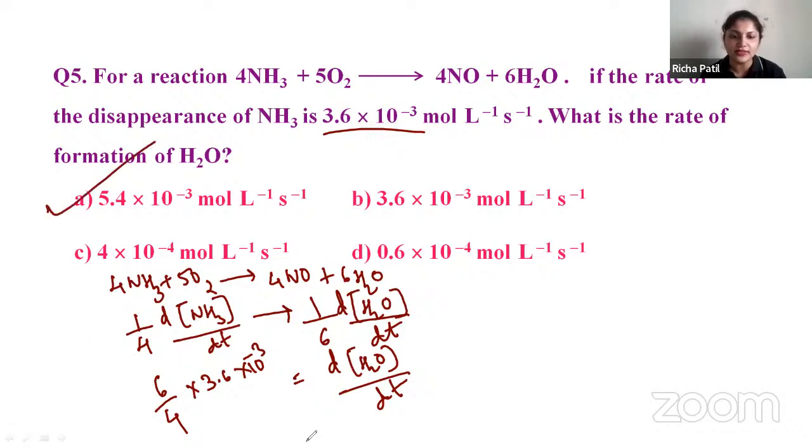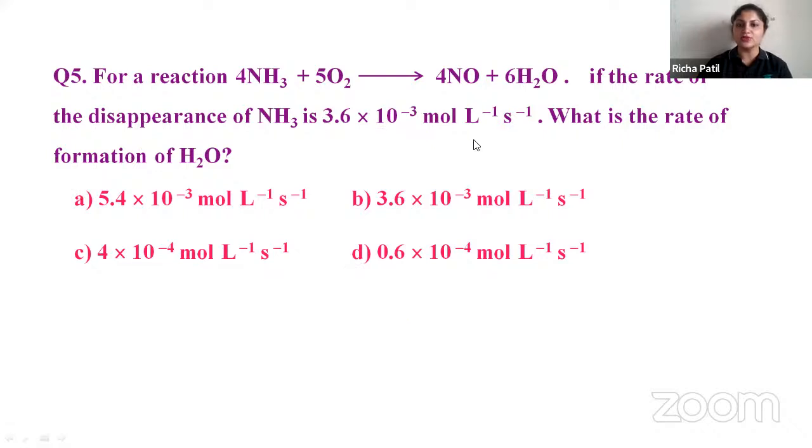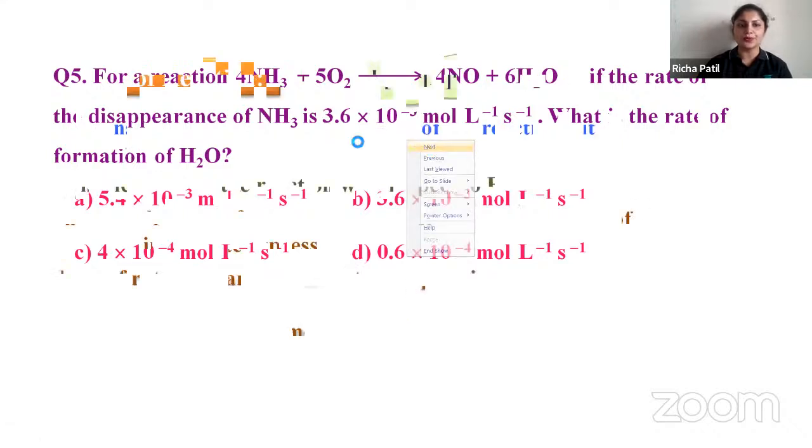So after solving this, you get the rate of formation of H2O. It is 5.4 × 10^-3 mole per liter per second. So this is the answer. You have to write the rate of the reaction first, then write the values, whatever is given, and find the unknown. Like this, you solve for the rate of formation of H2O.